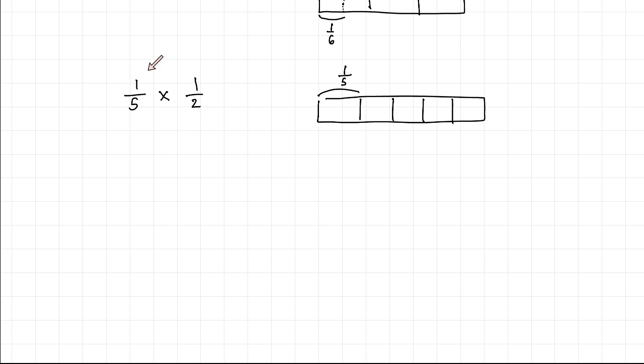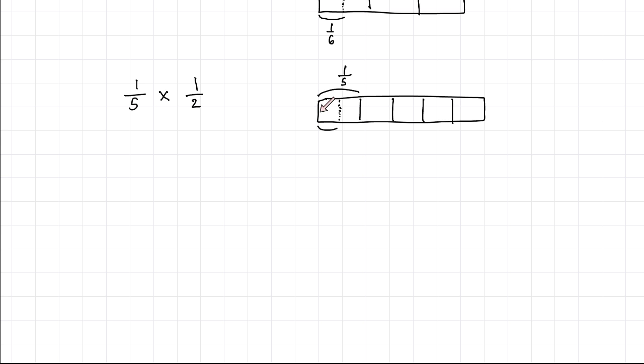And so I've got 1/5, and I'm going to have to make it half as big, so I need to split this into 2. So let me just complete this. So that's my answer here. That's the answer that I'm looking for. Now, to find this answer, I need to know how many of these will fit all the way through.